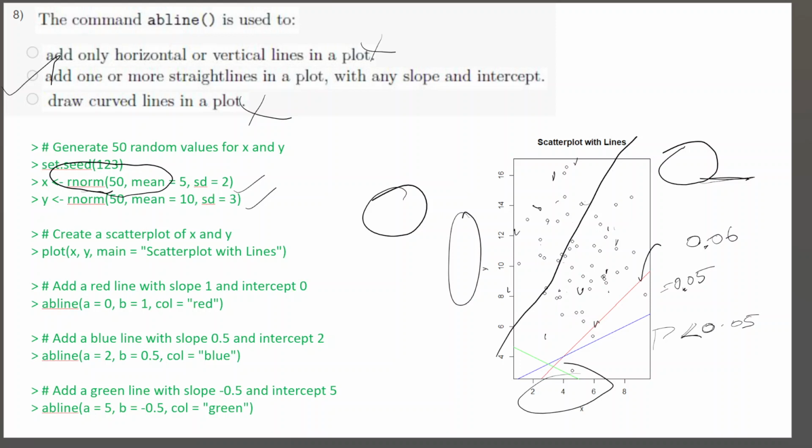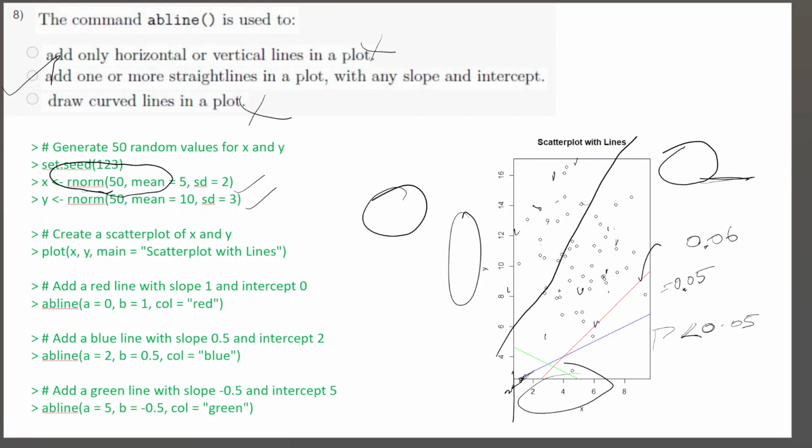Then subsequently, I draw an abline with a equal to 2, which is the intercept, and b equal to 0.5, which is less than 1, which means it will be dropping. So it will have an x intercept at 2. It will be intercepting at some point here, and that is in blue in color.